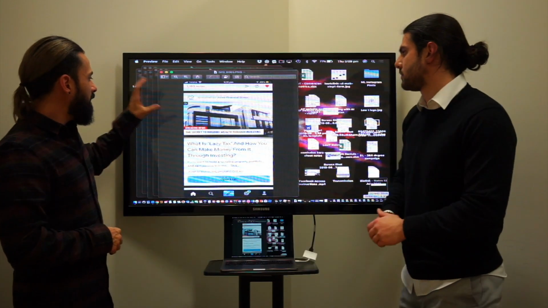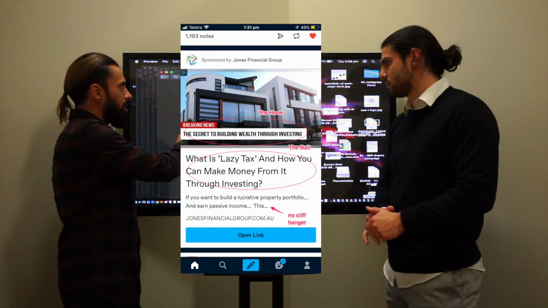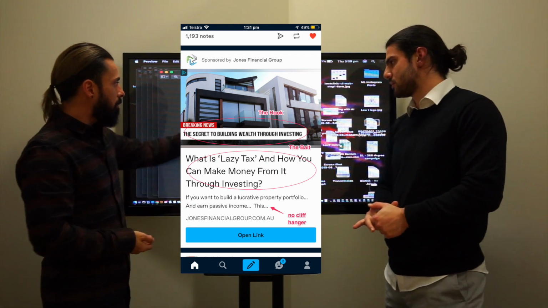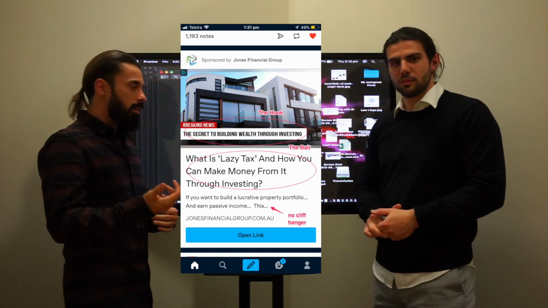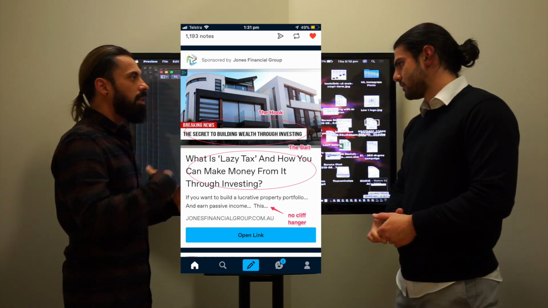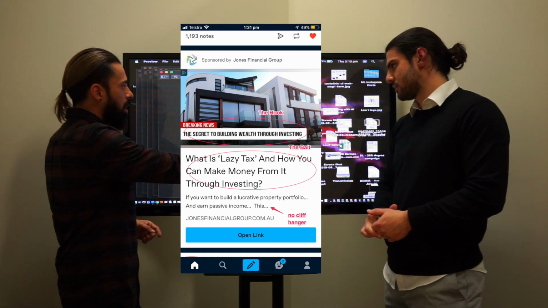Okay, so we didn't audit this one, but I just wanted to throw this in there just to show you how much this breaking news is getting around. Same financial group. He's gone with a different spin on it. It's not the insider secrets anymore. This is the secret to building wealth through investing.